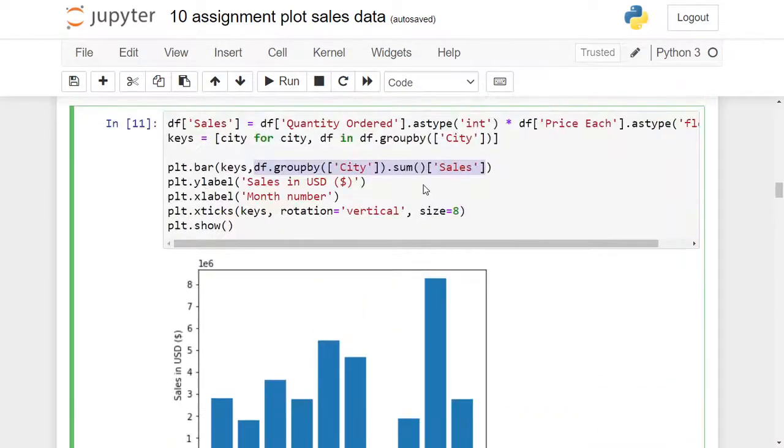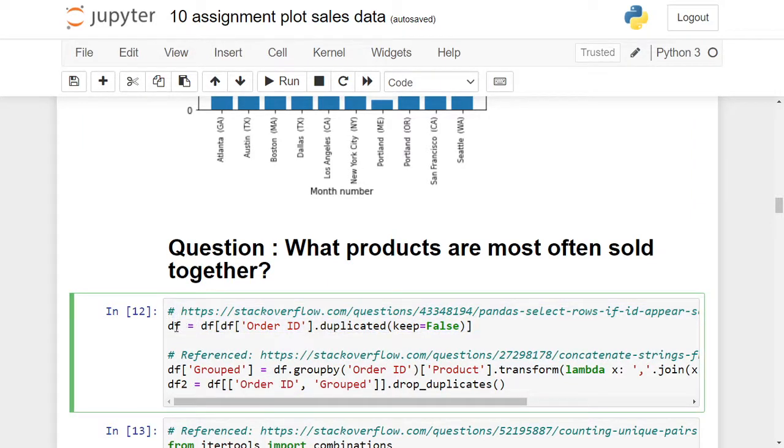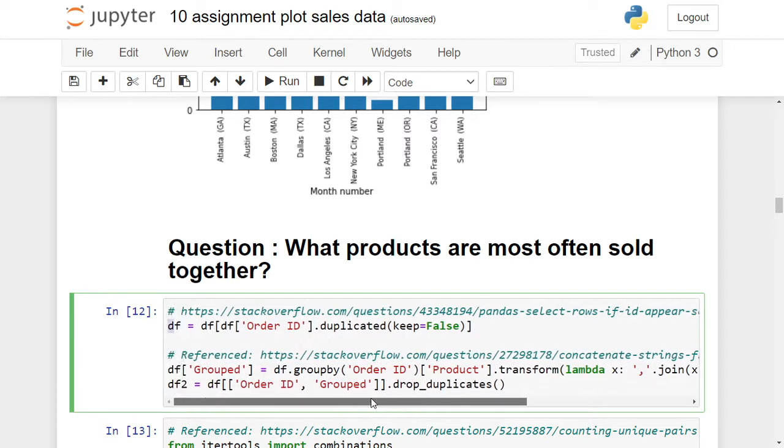And the next question is, what products are most often sold together? Suppose we have the products. Here you can get rid of the duplicates. For any order ID, you get rid of the duplicate IDs, and that's our DF. So we're going to find which ones are sold most often together.